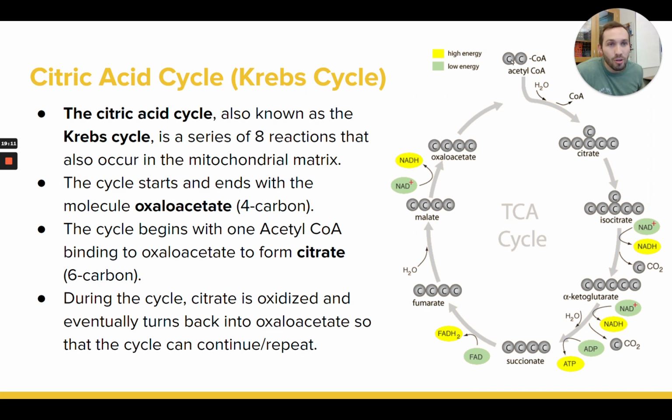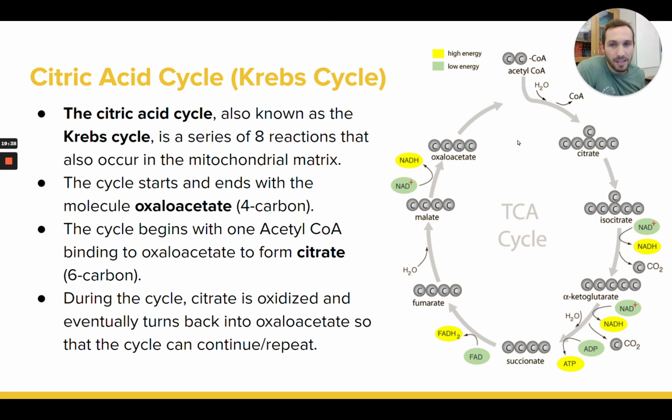Anyway, now we have acetyl-CoA, this 2-carbon molecule, and again, this is going to happen twice. We have 2 acetyl-CoAs now, and each acetyl-CoA is going to go into the citric acid cycle. So we're going to have 2 rounds of the citric acid cycle, one for each acetyl-CoA that we just ended with.